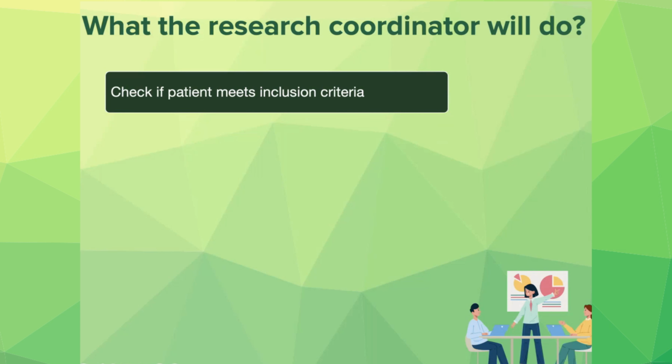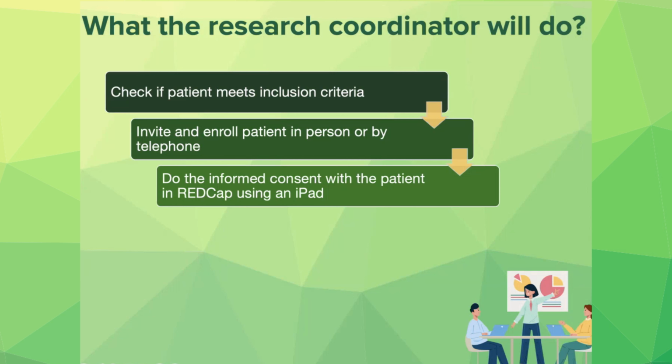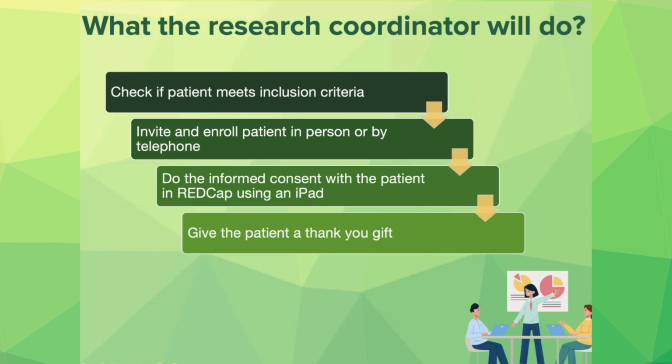What the research coordinator will do, like I mentioned, there will be a research coordinator that will be the primary person responsible for reaching out to patients. So that research coordinator will check if the patient meets the inclusion criteria. They can invite and enroll the patient in person or by telephone. They do the informed consent with the patients in REDCap, which is an online system on an iPad. Then they wait for the patient to answer the survey, and then they give the patient a thank you gift.